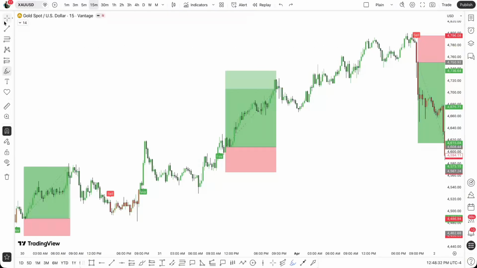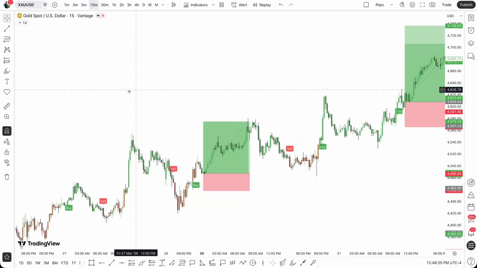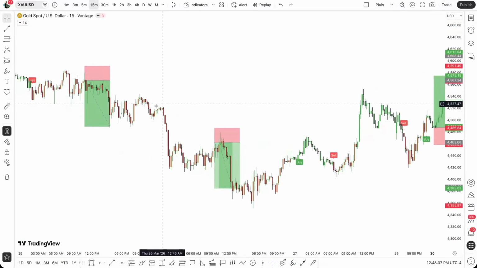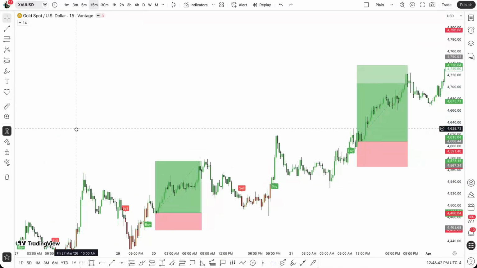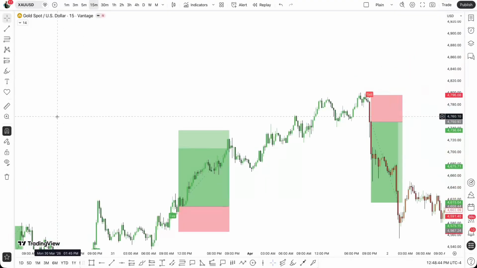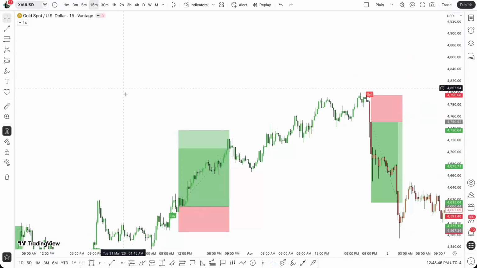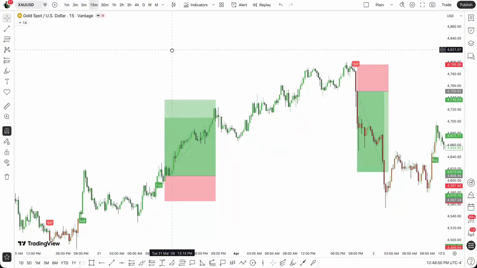If I scroll through my chart history right here, you can see that we've taken trades like this in the past. And this is trading gold on the 15 minutes time frame, as you can see right here, using a free indicator on TradingView. And that is exactly what I want to walk you step by step on how to set up in this video.